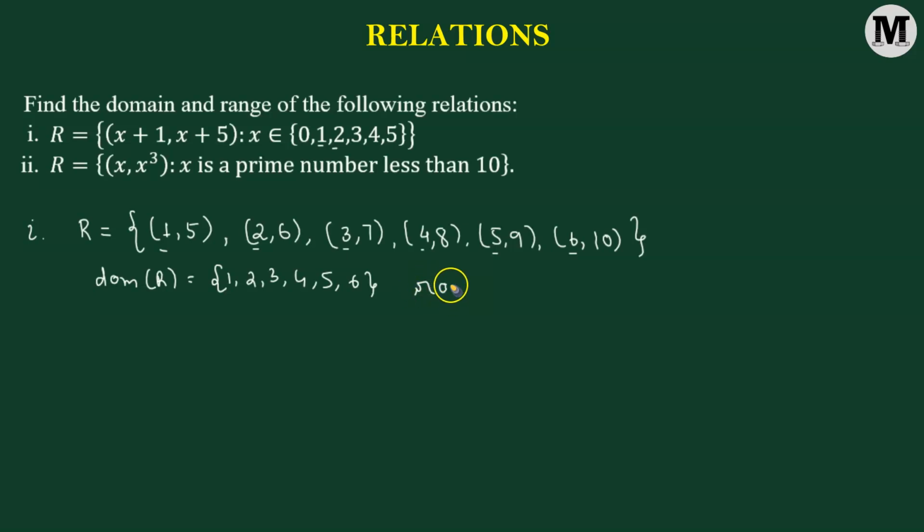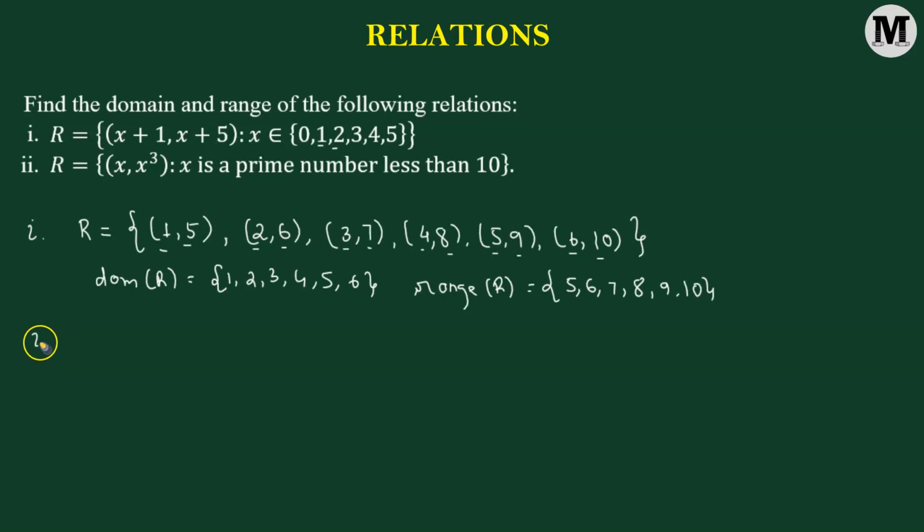So the range of the relation R, that's going to be the second element in each of the ordered pairs. So we have 5, 6, 7, 8, 9 and 10. So these are going to be the range of the relation R.